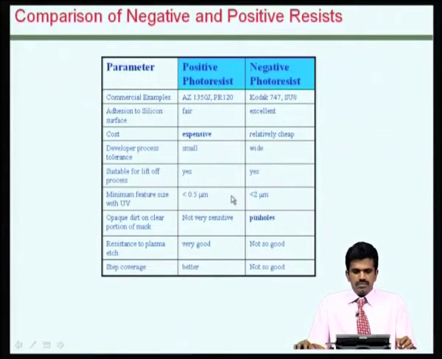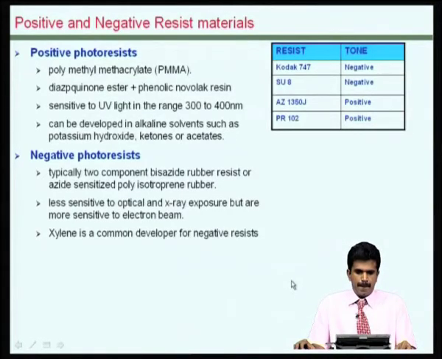Positive resists are usually used when better precision with lower feature size is required. The step coverage in positive resists is usually better than negative photoresist. There are several examples of positive and negative photoresist materials that are used in typical laboratory environments.